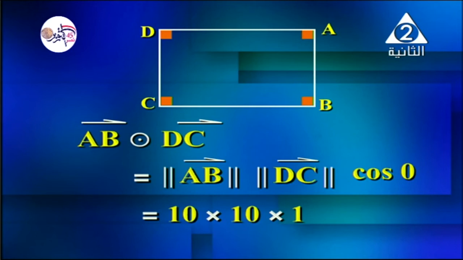What is the length of AB? Length of AB means norm AB. The side length of the square is 10. AB equals 10, DC equals 10. We multiply 10 times 10 times 1. The answer is 100. AB dot DC equals 100.